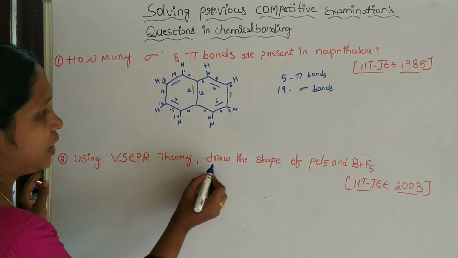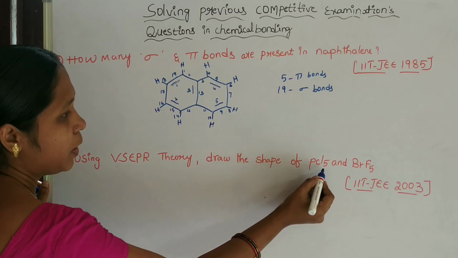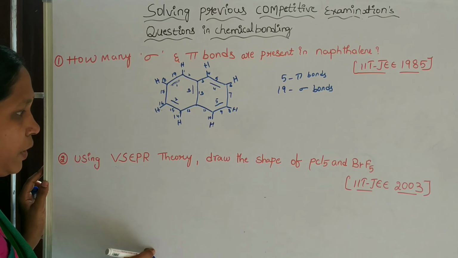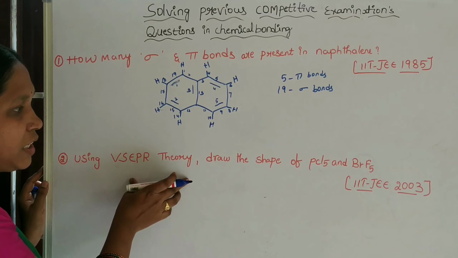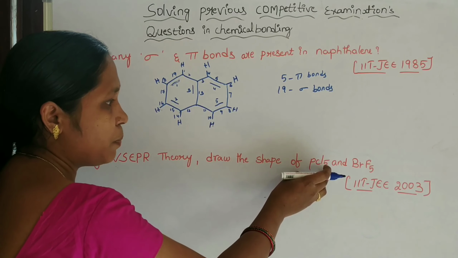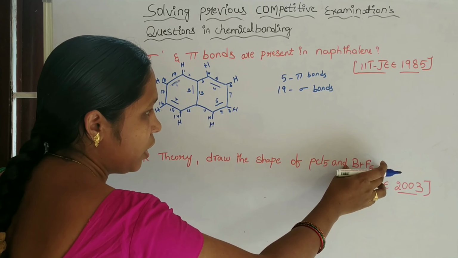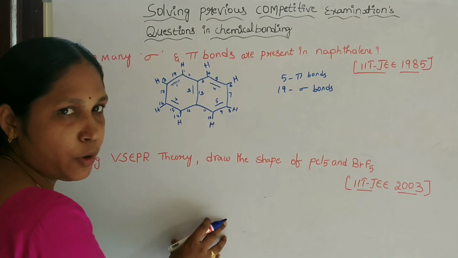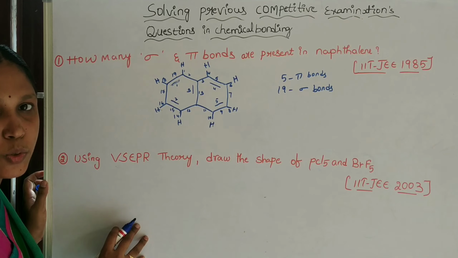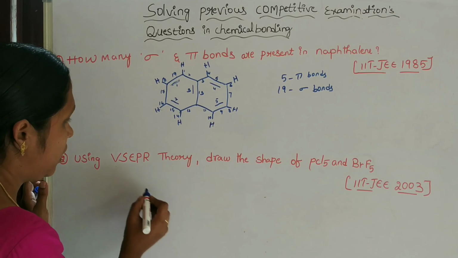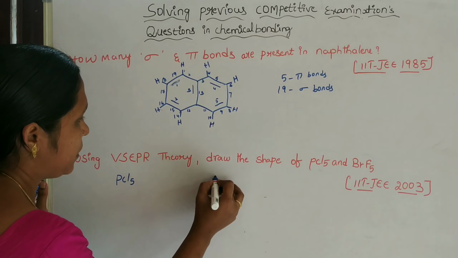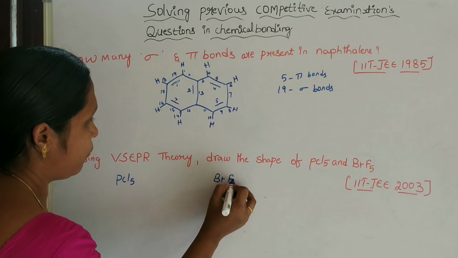Using VSEPR theory, draw the shapes of PCl5, phosphorus pentachloride, and BrF5. The question was asked in IIT JEE 2003. Take PCl5 and BrF5.